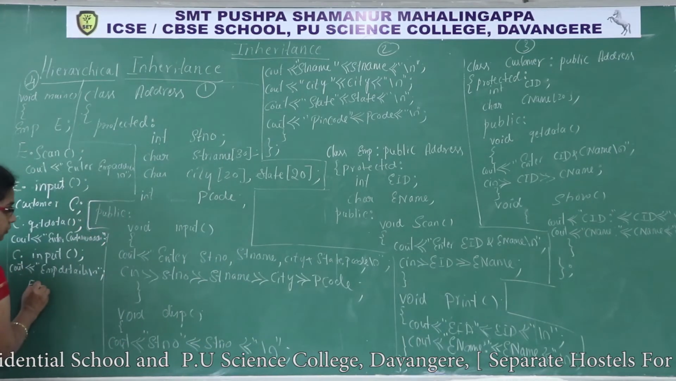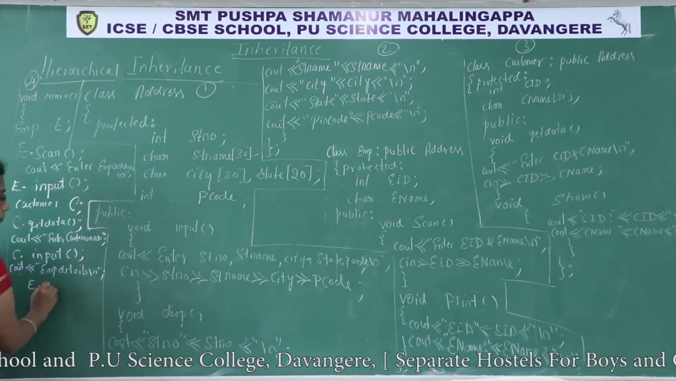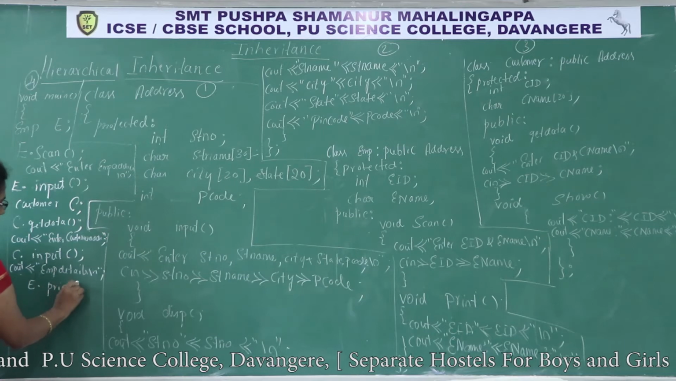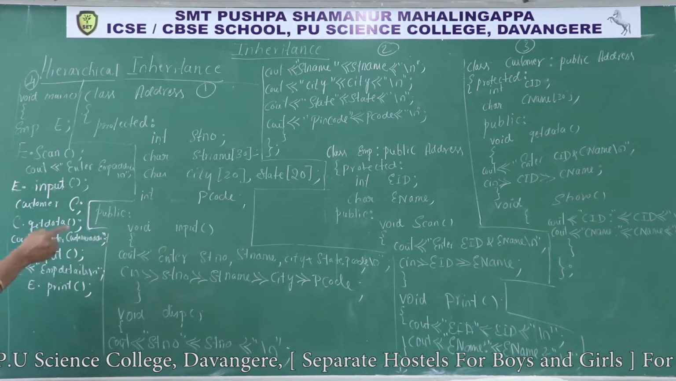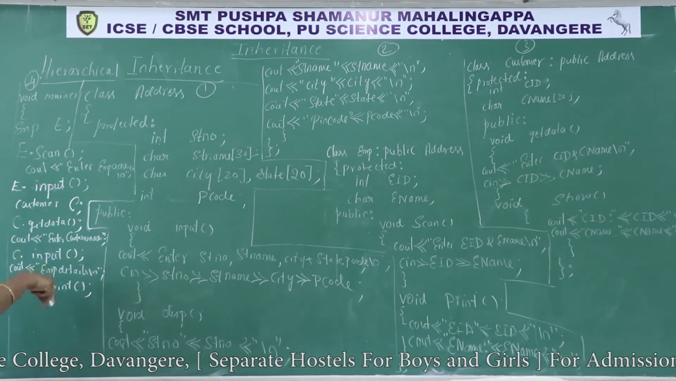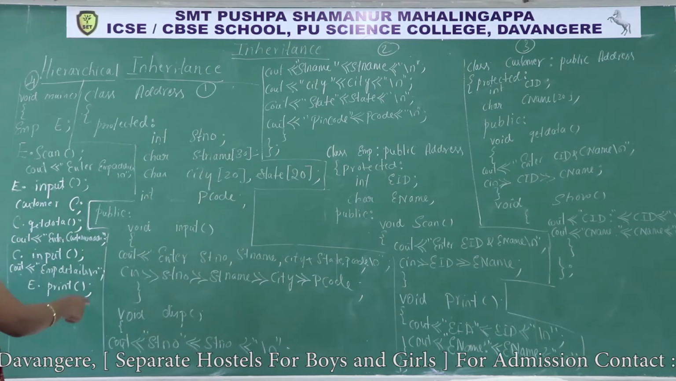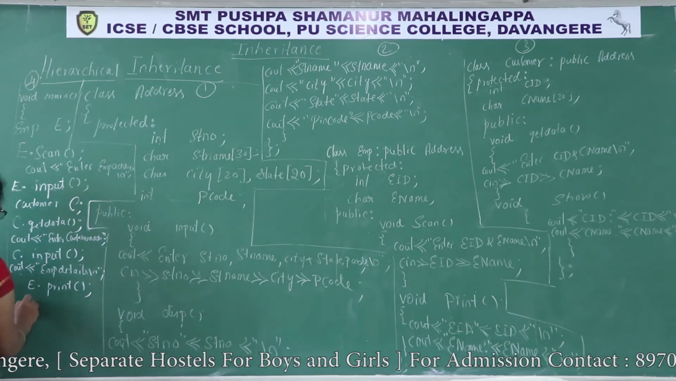E dot print, the print function displays employee ID and employee name. Now I want to display employee address also. So which function is there to display address? This function, e dot disp.